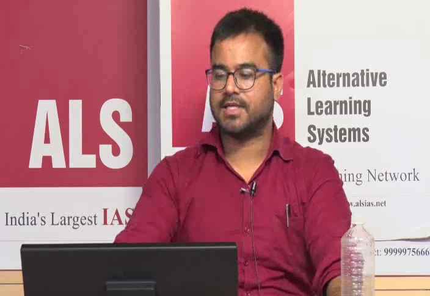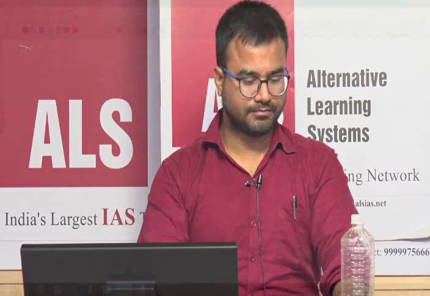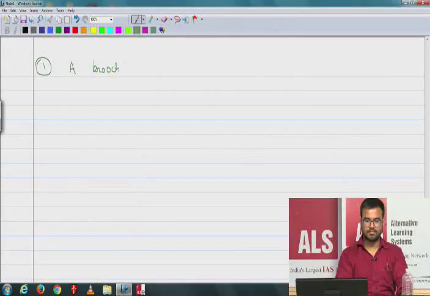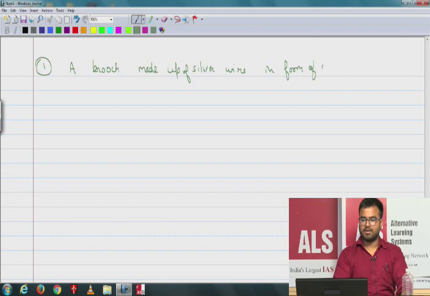Okay, let us start with the questions itself then. So related to the area of the circle. So first question for you. There is a brooch made up of silver wire in form of circle having diameter of 35 millimeter.